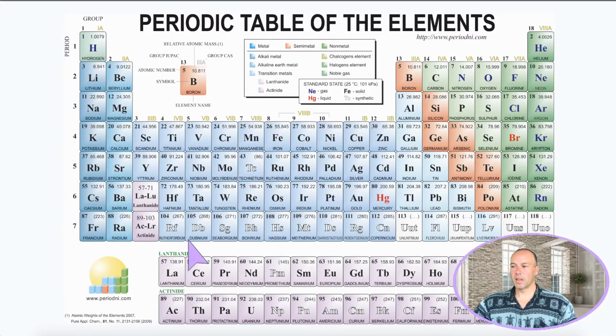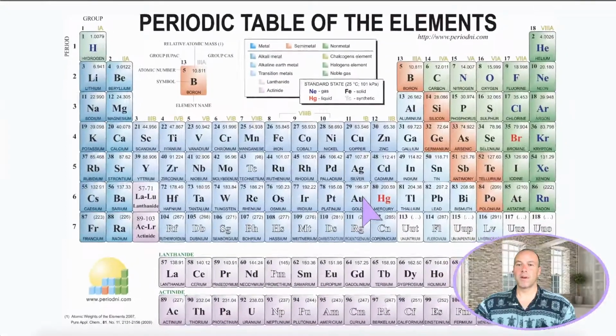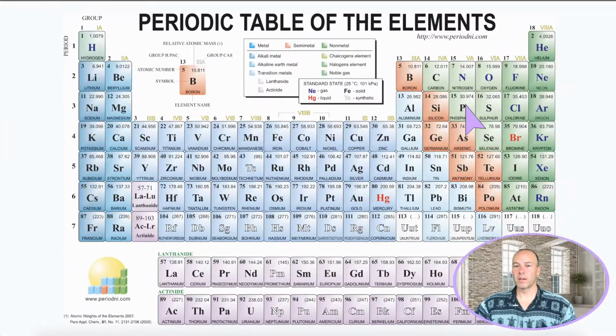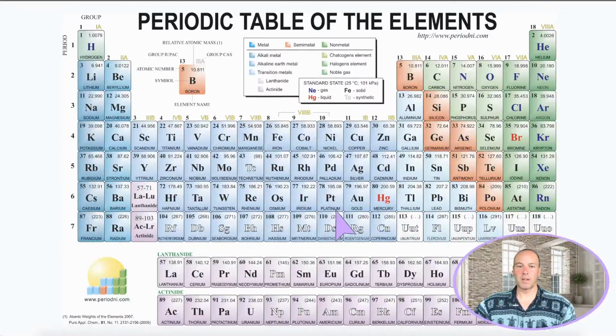Here it is. It has this interesting shape, and it lists all of the elements that we know about. So for example, the element gold is right here. That's element number 79. And then phosphorus is over there. That's element 15. And every element is on here.